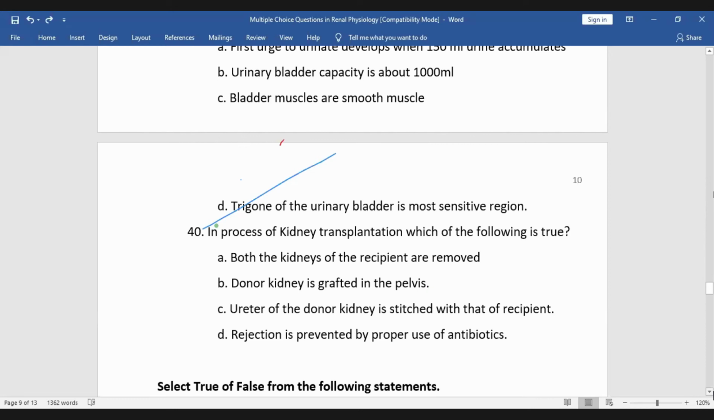The ureter of the donor kidney is stitched with that of the recipient? No, it is not stitched with the ureter of the recipient, but it is transplanted into the urinary bladder. Rejection is prevented by the use of proper antibiotic? No, antibiotic prevents inflammation and infection, but not the rejection. Rejection is prevented by prednisolone and cyclosporine, the immunosuppressive drugs.